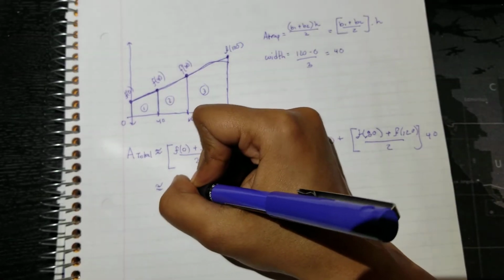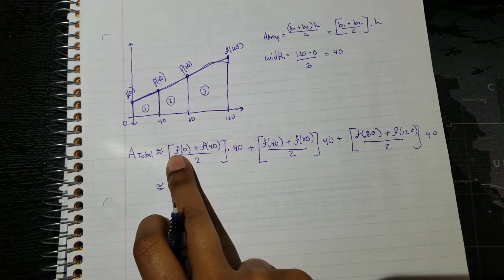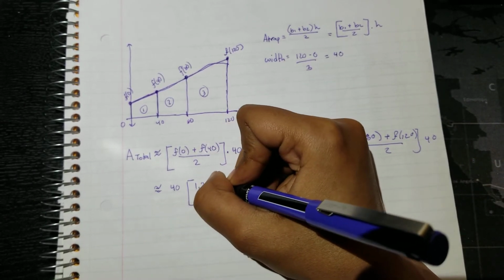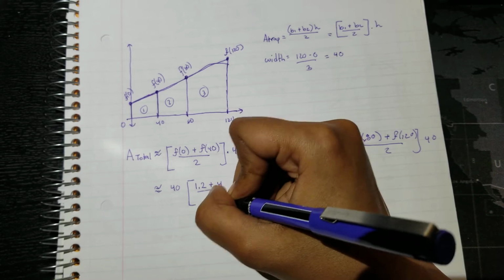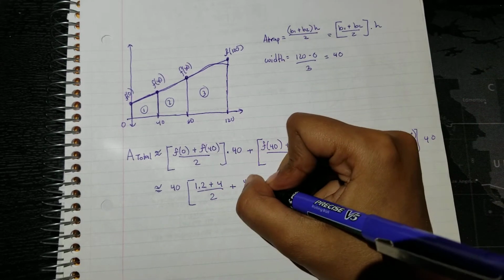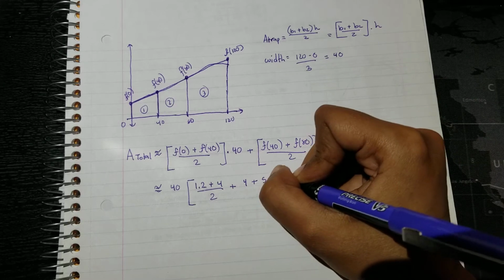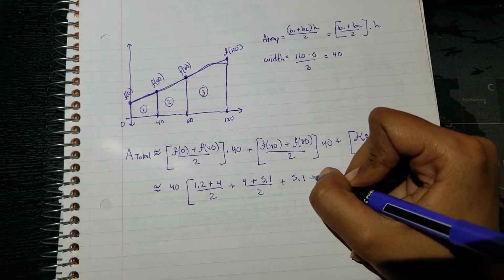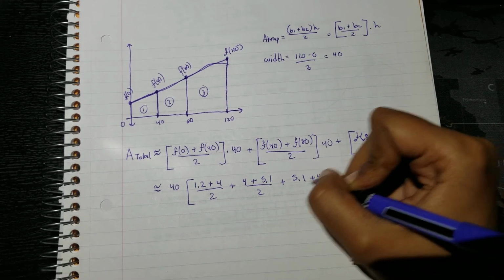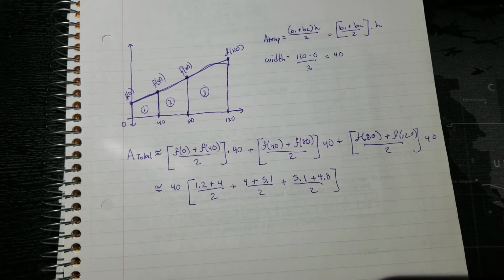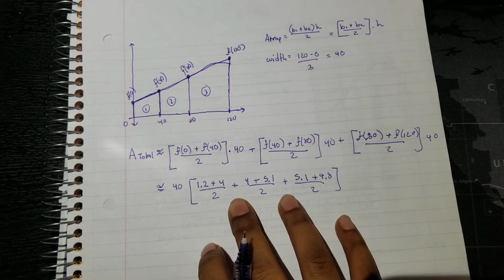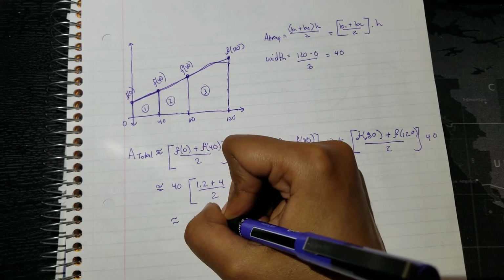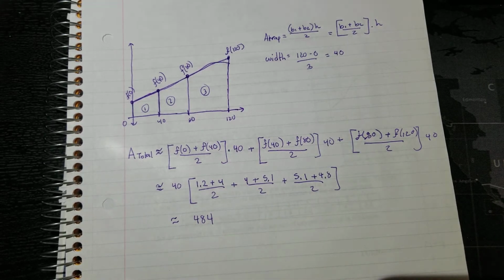I can factor out a 40 because they're all being multiplied. I'm going to end up with, and I'm using the same values as the one in the table, f of 0 is 1.2 plus f of 40 is 4 divided by 2, plus f of 40 is 4 plus f of 80 is 5.1 divided by 2, plus f of 80, 5.1, plus f of 120, which is 4.8 divided by 2. And now I've pretty much substituted everything from the table into here. And if I were to approximate everything, I would get 484 as my approximate area using the trapezoidal rule.